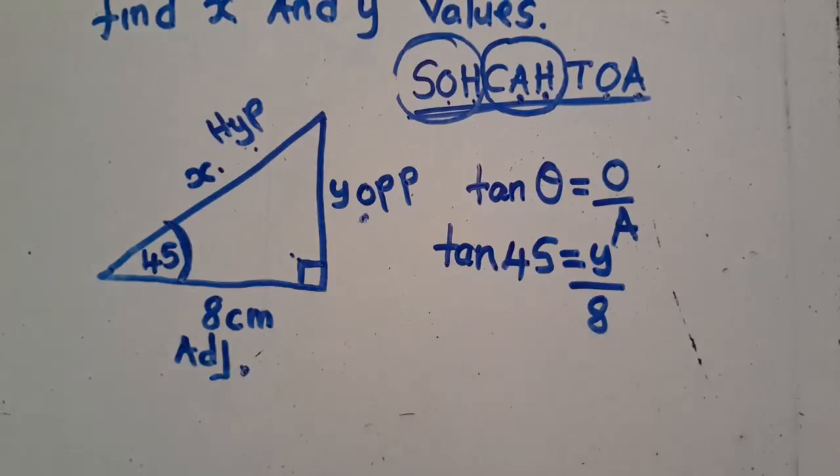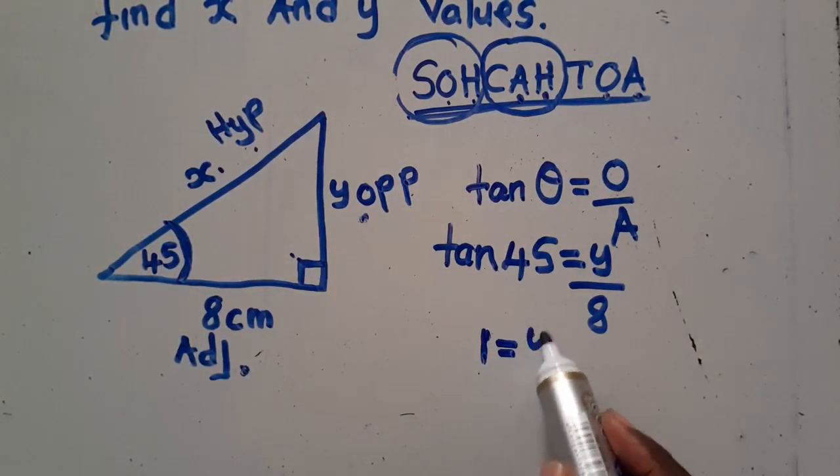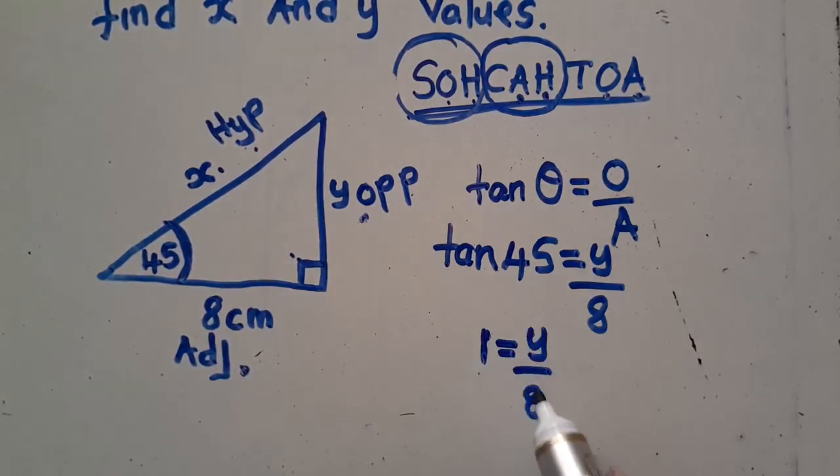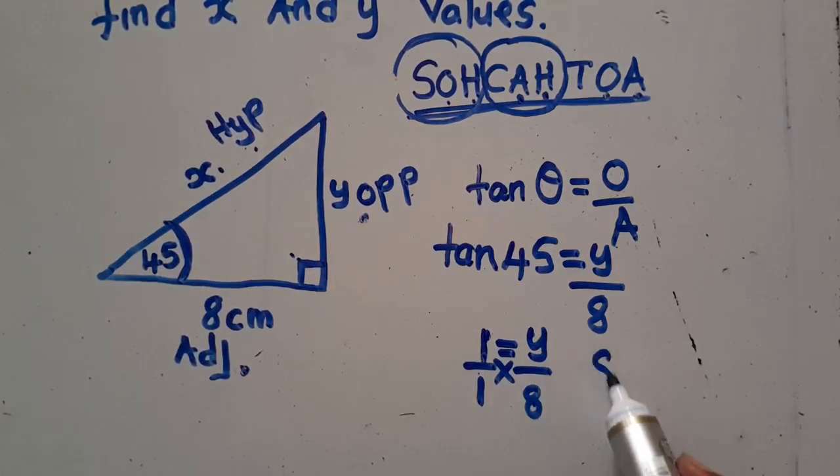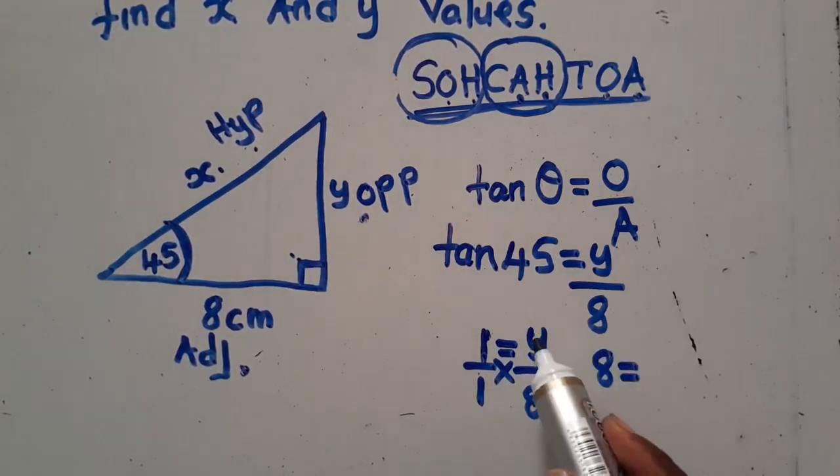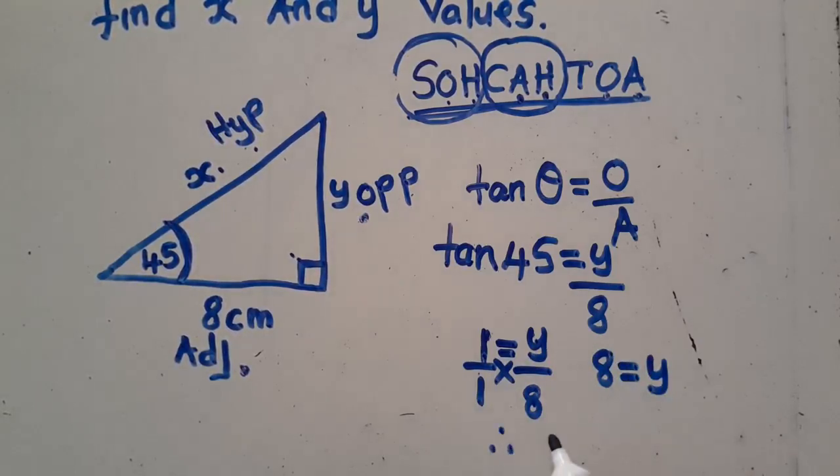Then this one is known. Tan 45 is known and you need to know it. Tan 45 is just 1, which is equal to y over 8. You put 1 there, you cross multiply. 1 times 8 is 8, which is equal to y times 1, that is y. So therefore, y is just equal to 8.